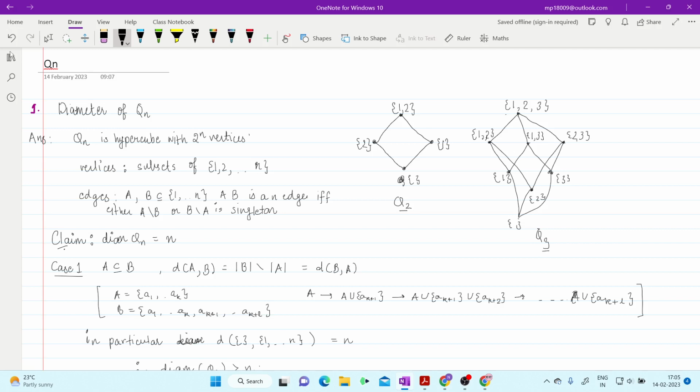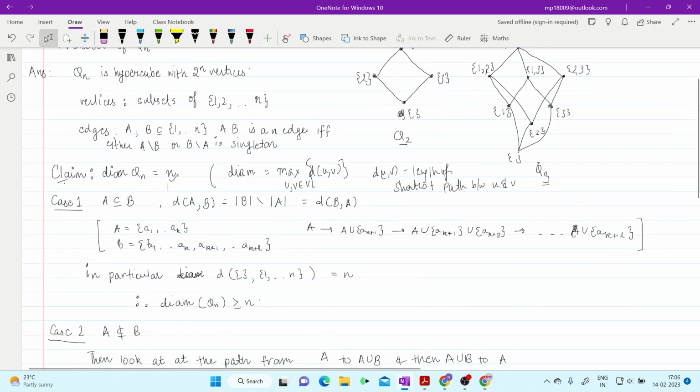First of all, recall what the diameter was. Diameter was basically the maximum of d(u,v), where u and v were vertices, and d(u,v) was the length of the shortest path between u and v. So in this problem we'll show that the diameter of Qn is n, that is, the maximum length of the shortest path between any two vertices is n. I have divided this into two cases.